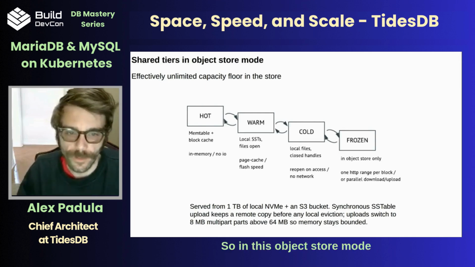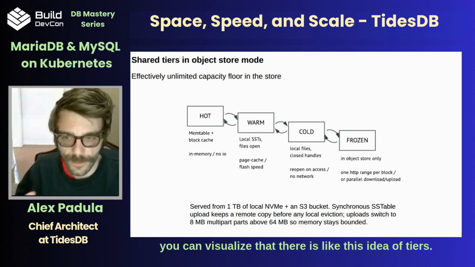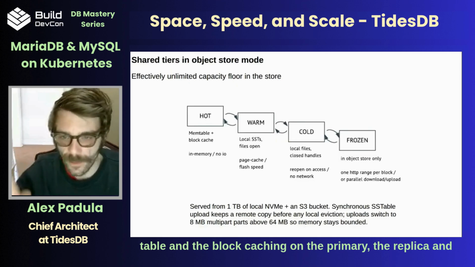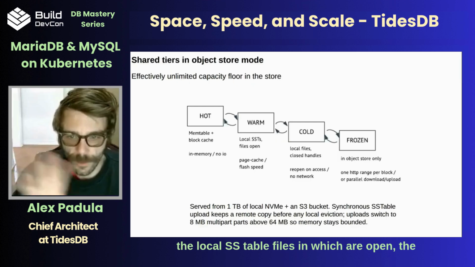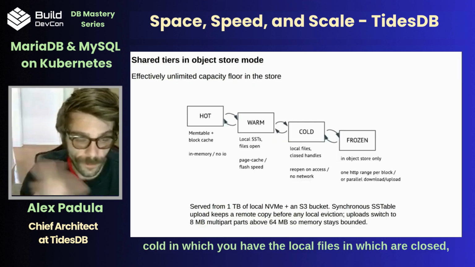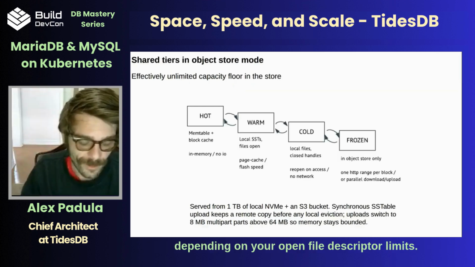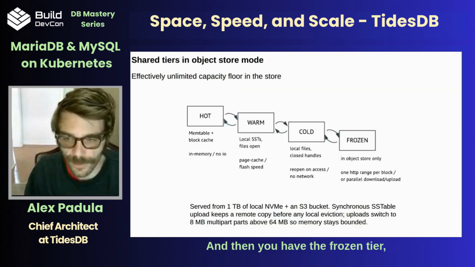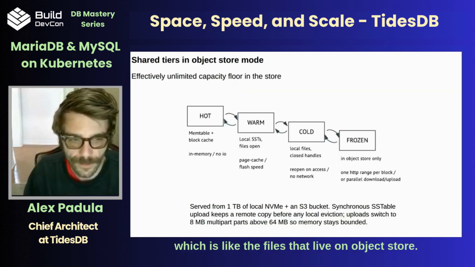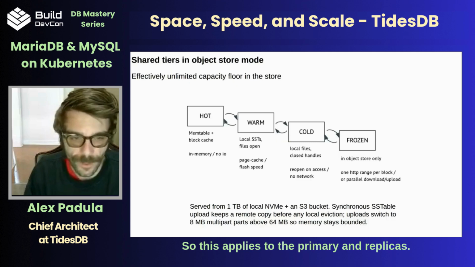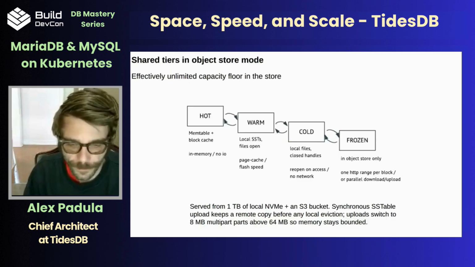So in this object store mode, you can visualize that there's like this idea of tiers. So obviously the mem table and the block caching on the primary or the replica, and the local SS table files which are opened. Then the cold tier, in which you have the local files which are closed, depending on your open file descriptor limits. And then you have the frozen tier, which is like the files that live on object store. So this applies to the primary and replicas.